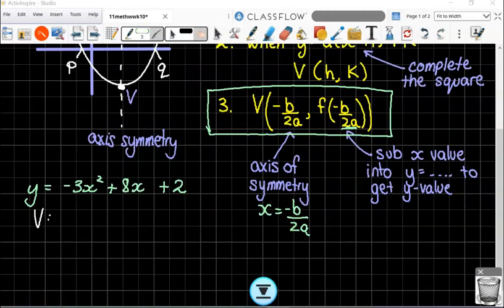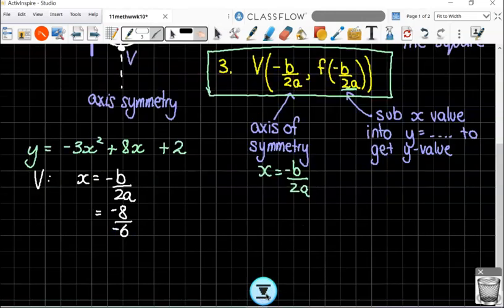We're going to go x equals minus b over 2a. You've done this before with the quad formula. We know our b is 8, so it's going to be minus 8 over 2 times a. Your a value is negative 3, so over minus 6. Make sure that you cancel so you're not doing extra work. The negatives cancel, and I'm left with 4/3. Agreed?